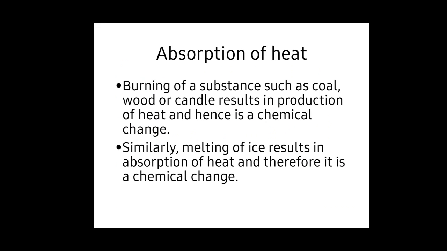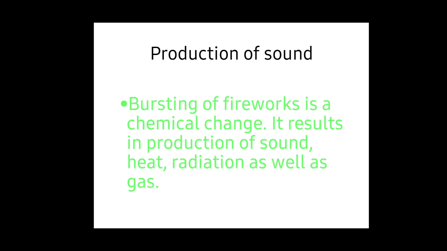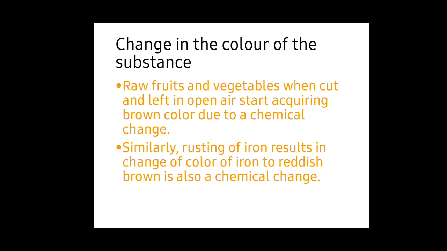Absorption of heat: burning of a substance such as coal, wood or candle results in production of heat and hence it is a chemical change. Similarly, melting of ice results in absorption of heat and therefore it is a chemical change. Next, production of sound. As we know, bursting of fireworks is a chemical change. It results in production of sound, heat, radiation as well as gas. It does all these things, that's why it is known as a chemical change.